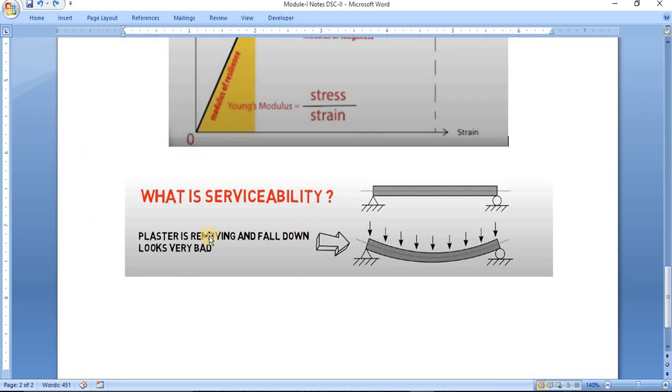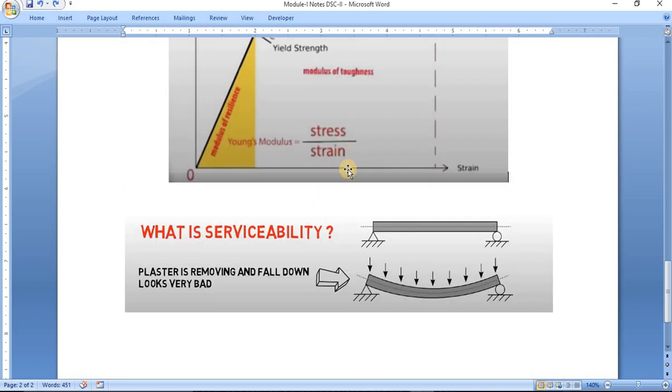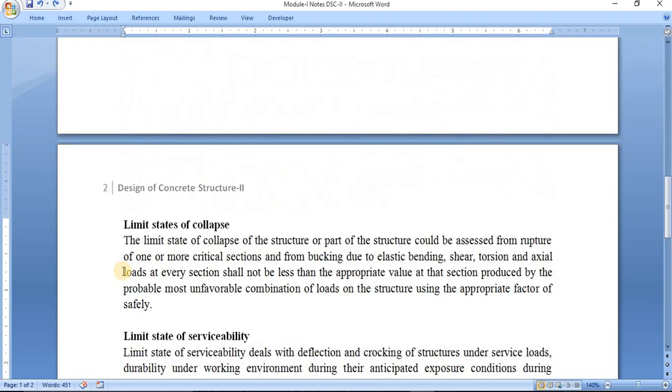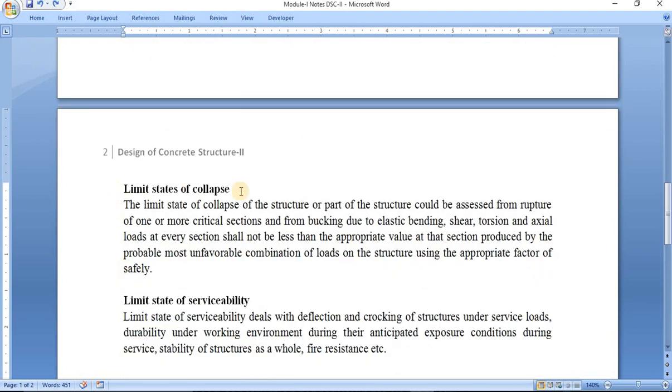Serviceability means it should not create any such problems. It should provide the service in good condition. That is generally serviceability. So up to ultimate strength we have considered, but we have not worried about serviceability. To make sure that the element which we have designed by using limit state method is serviceable, there are two limits which we are going to consider, that is limit state of collapse and limit state of serviceability.